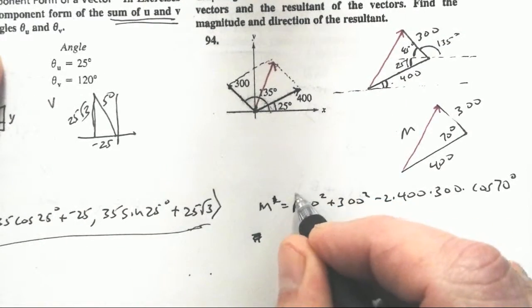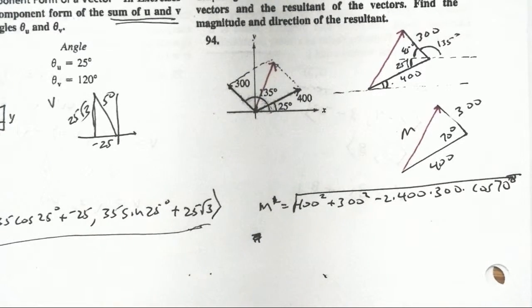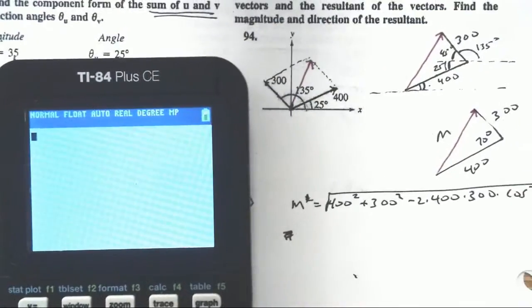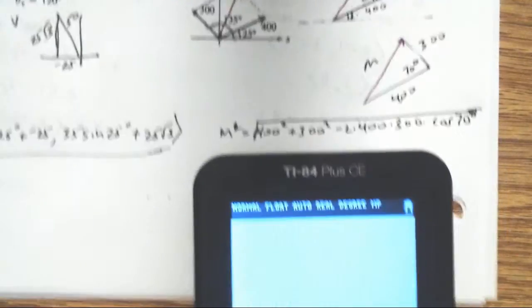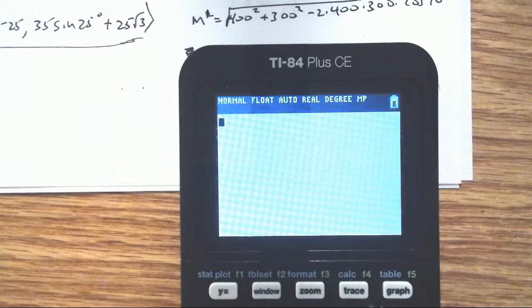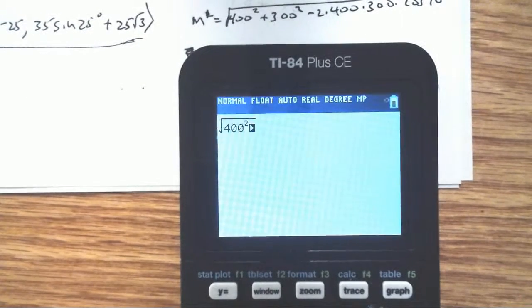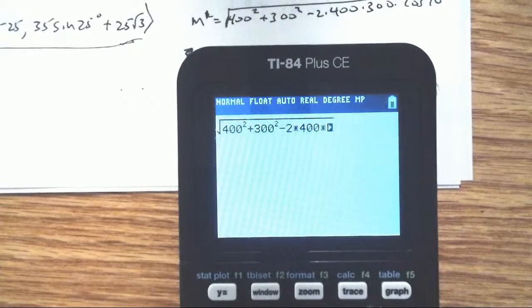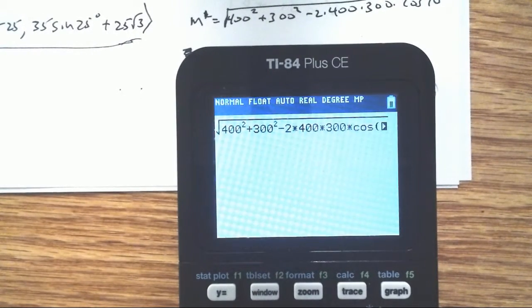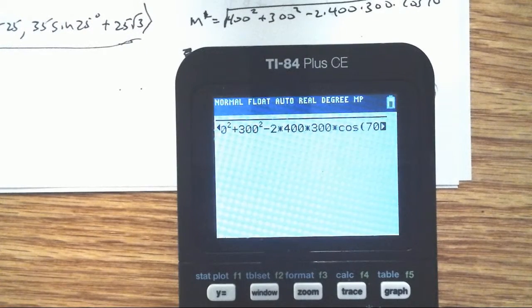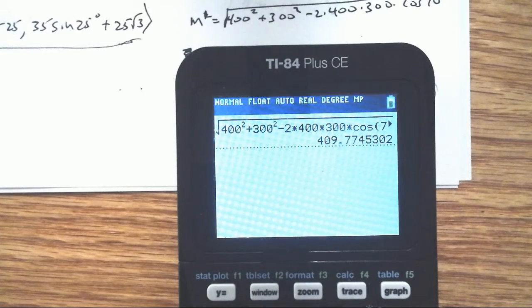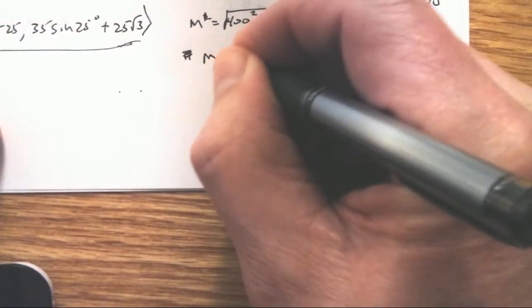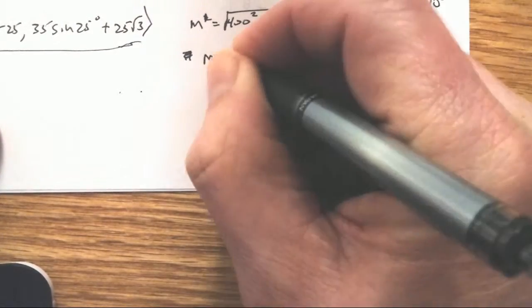So m equals big square root here. Not solving for 70 degrees. We know 70 degrees is 70 degrees. And we're going to go to calculator on that one. But that's the exact answer right there. So we'll do it this way. Big square root of 400 squared plus 300 squared minus 2 times 400 times 300 times cosine of 70. Everything look good? Everything looks good. And that is 409.77. So M is 409.77-ish. Just about. So we've got the magnitude.